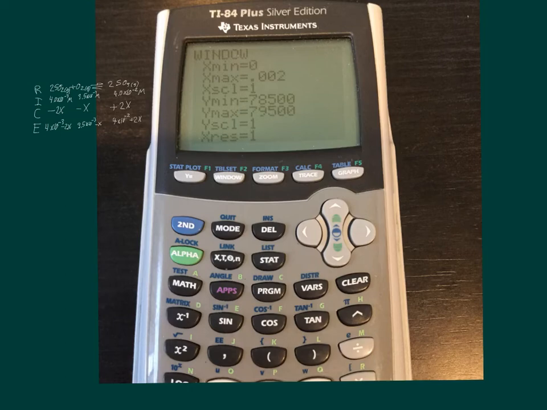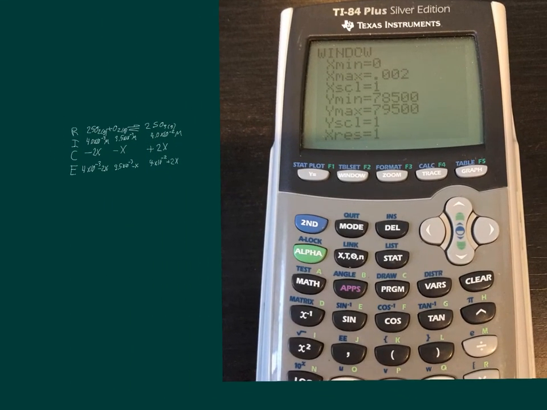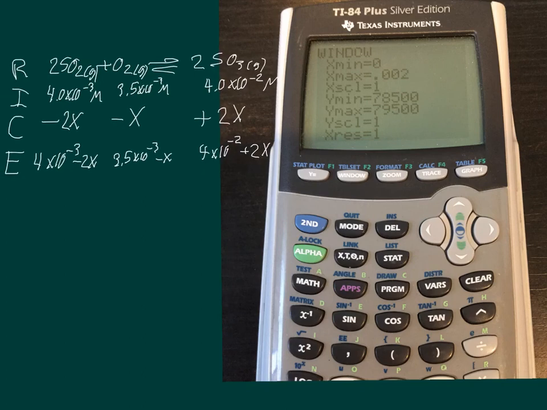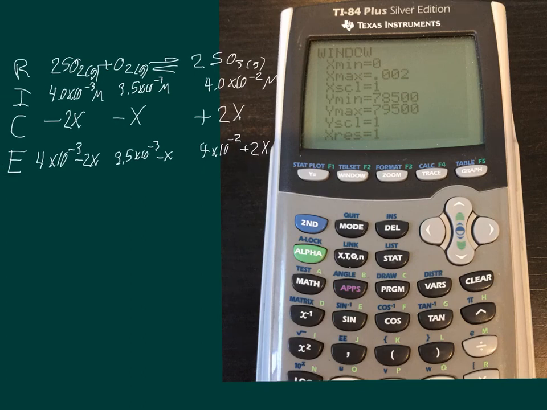So if we look really quickly at the RICE chart that we created before, you can see right here that if we take 4 times 10 to the negative third minus 2x, if that 2x was greater than 2 times 10 to the negative third, we would have a negative molarity. Okay, so that's the largest value of x we can hit before it would be 0 SO2, so it's got to be smaller than that. Okay, that's why I set the x max over here to 0.002.